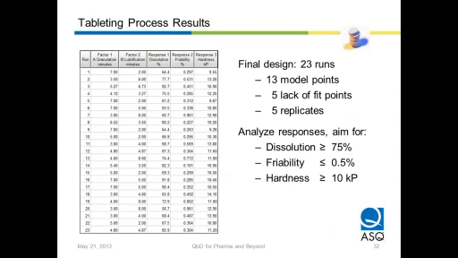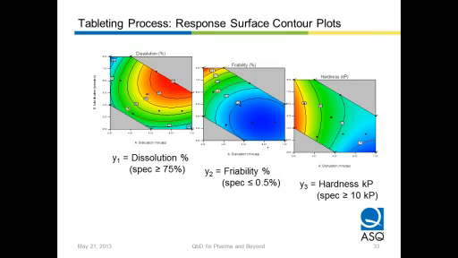So here's the final design, which has 23 runs. It's got the 13 model points, which are 7 more than we started with, to accommodate the sizing for the TI. And then we go ahead and collect up the 3 different responses and analyze them and model them. And these are the contour graphs for the 3 different responses, fit to a second order quadratic equation.